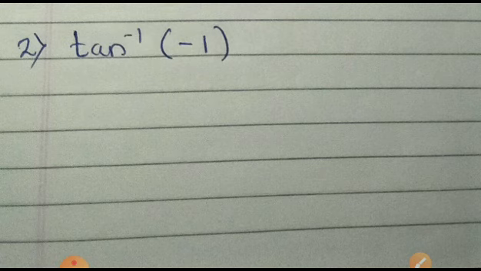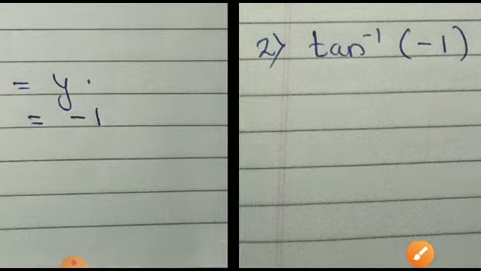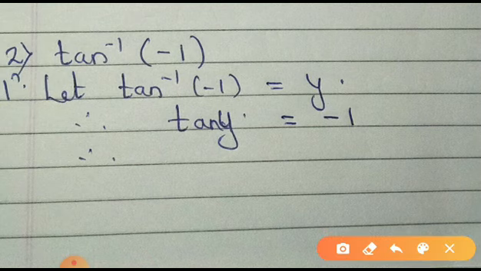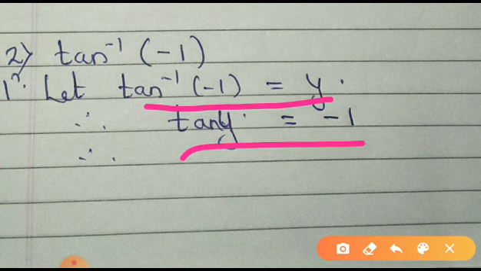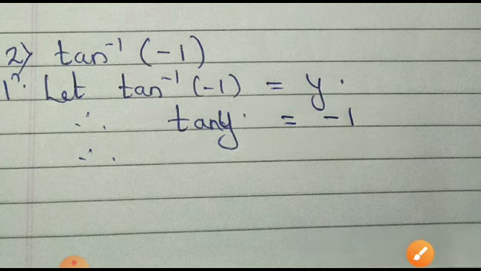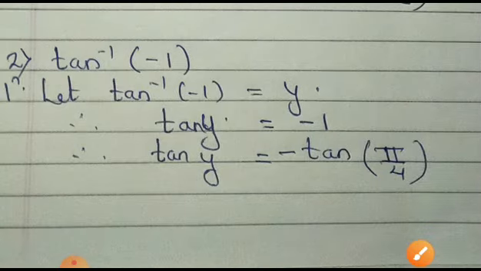Similarly for tan inverse minus 1. Can you tell tan inverse minus 1? Yes. Don't write it directly as pi by 4 itself, because here it is minus 1. So first I'll show it by the first method. Just assume that it is equal to y. That means I will get tan y is equal to minus 1. Now at which angle is my tan value 1? Yes, it is tan pi by 4. So I'll be getting it as minus of tan pi by 4.